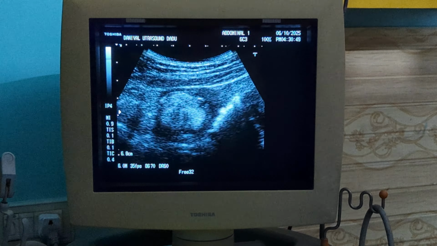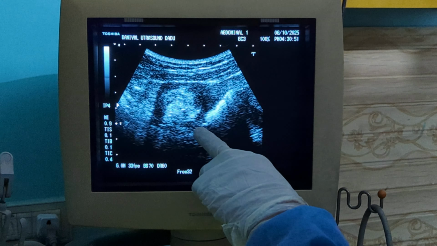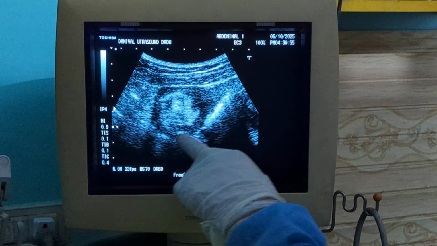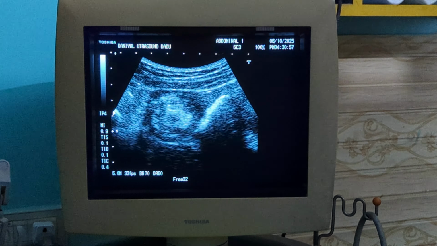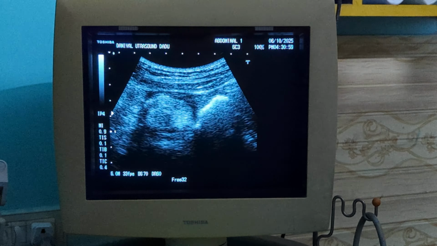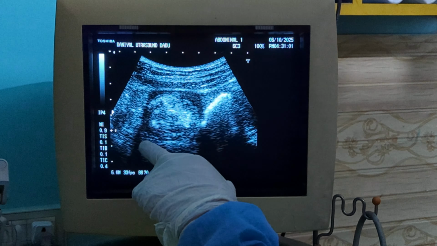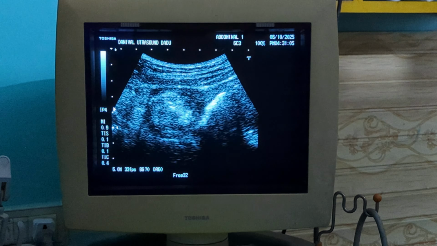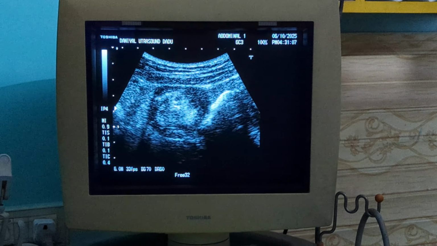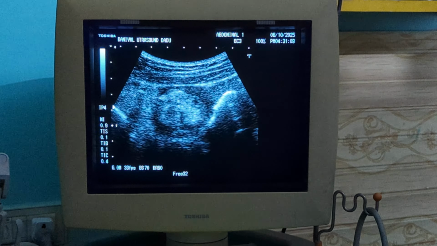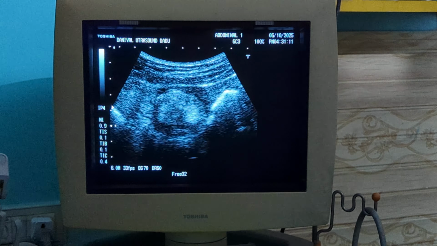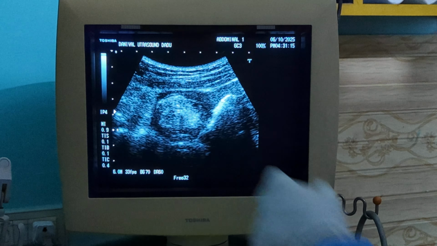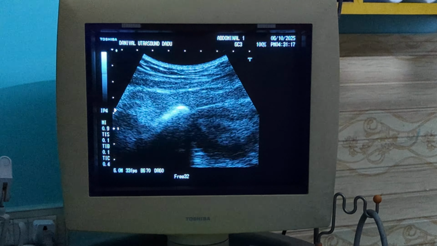I am magnifying it. Here you see an echogenic area in the center surrounded by the thick hypoechoic outline, also shadows which are arising from the echogenic areas, and here we have no solid content. This is typical of the dermoid cyst. Now let's go to the uterus.